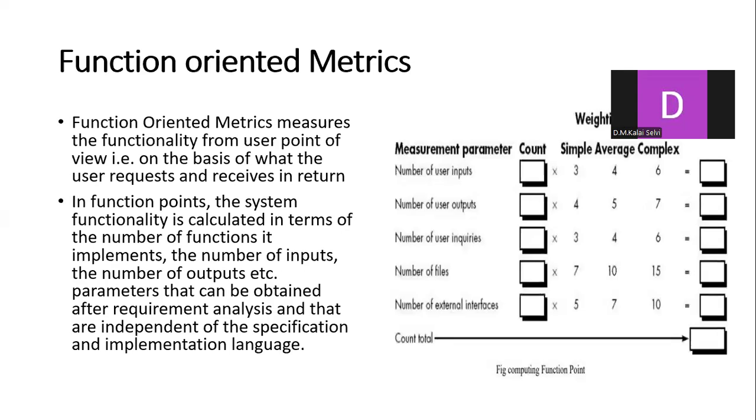Next is function-oriented metrics. They measure the functionality from the user's point of view. The system functionality is calculated in terms of the number of functions, its implementations, the number of outputs, the number of inputs, and the parameters passed as a requirement. It is independent of the specification and the implementation language.